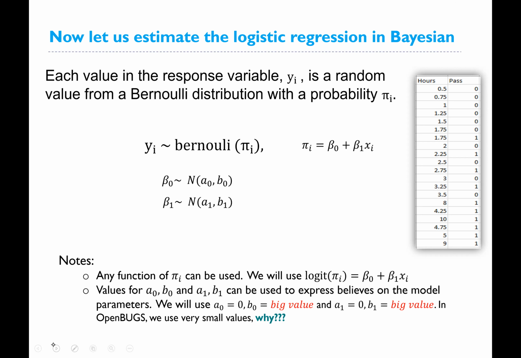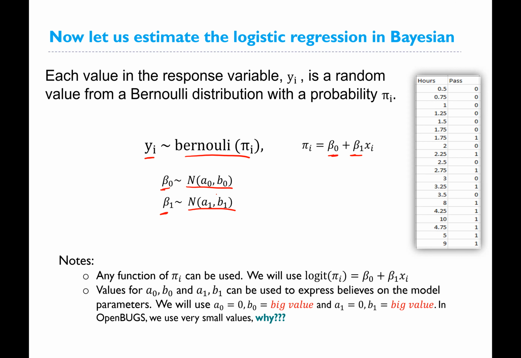So what about the likelihood and the prior? In this case, we have only 2 parameters, beta 0 and beta 1. Let's assume the data distribution is Bernoulli, and actually it's Bernoulli because each person will fail or pass the course, fail or pass, and so on. So it follows a Bernoulli distribution with some probability of success pi i. Let's have a normal prior distribution for beta 0 with mean A0, variance B0, and for beta 1 with mean A1, variance B1.